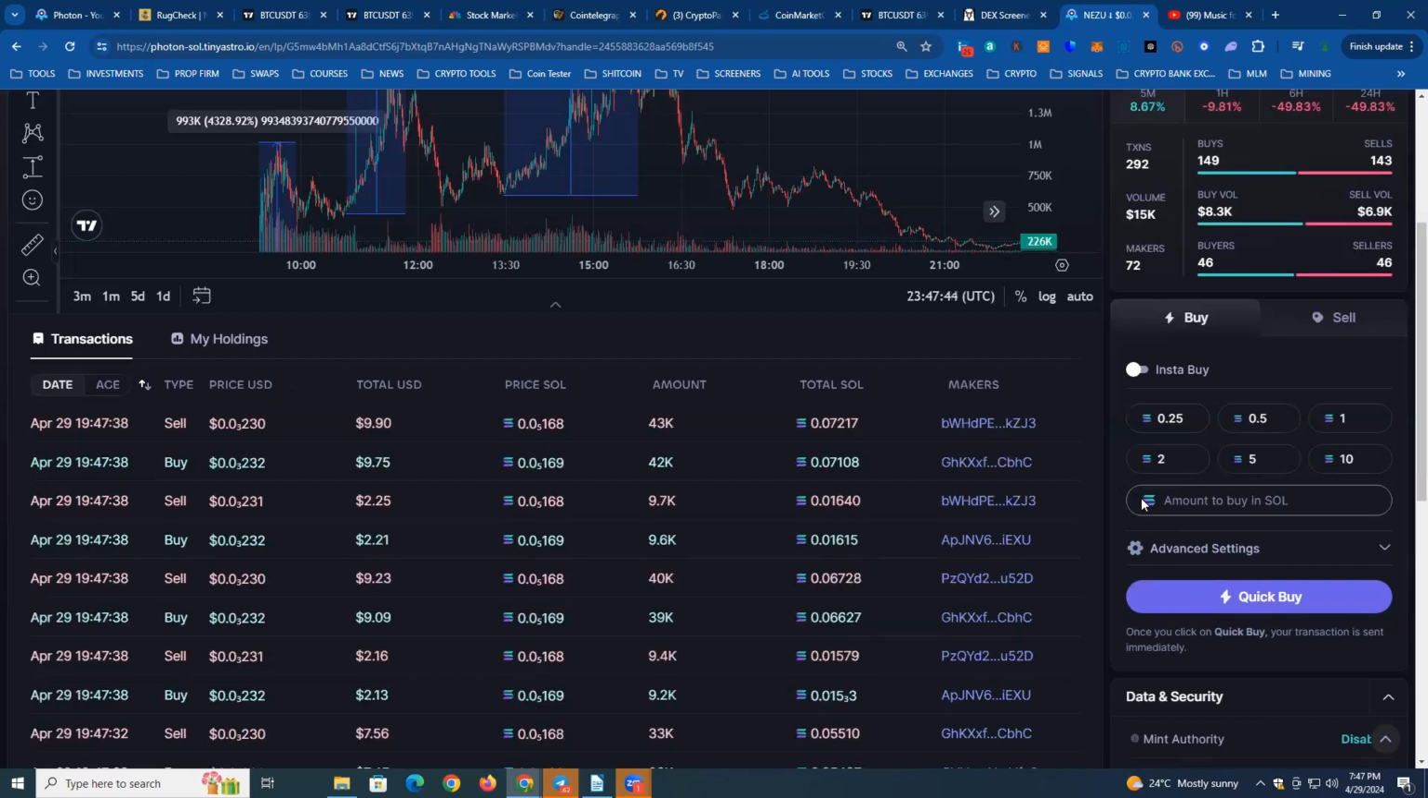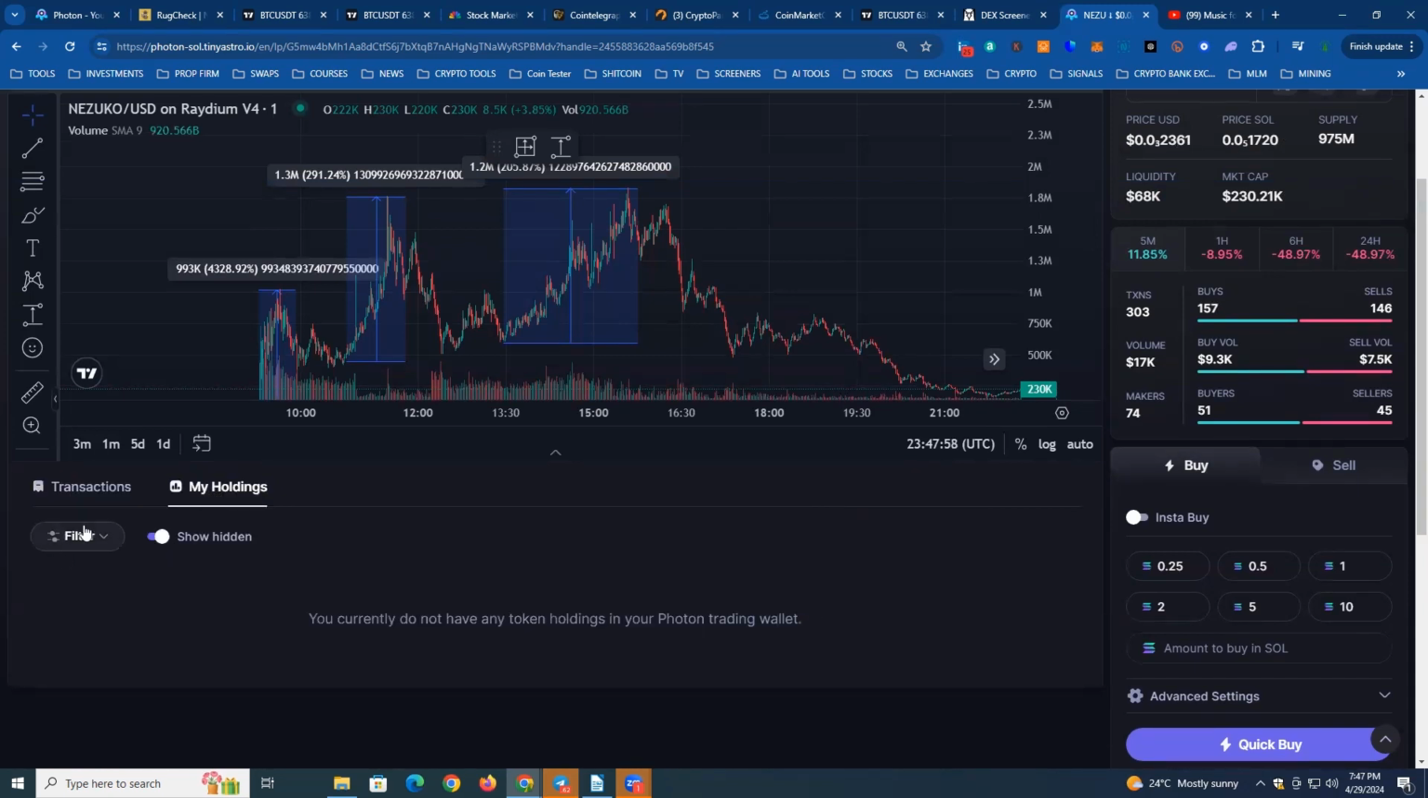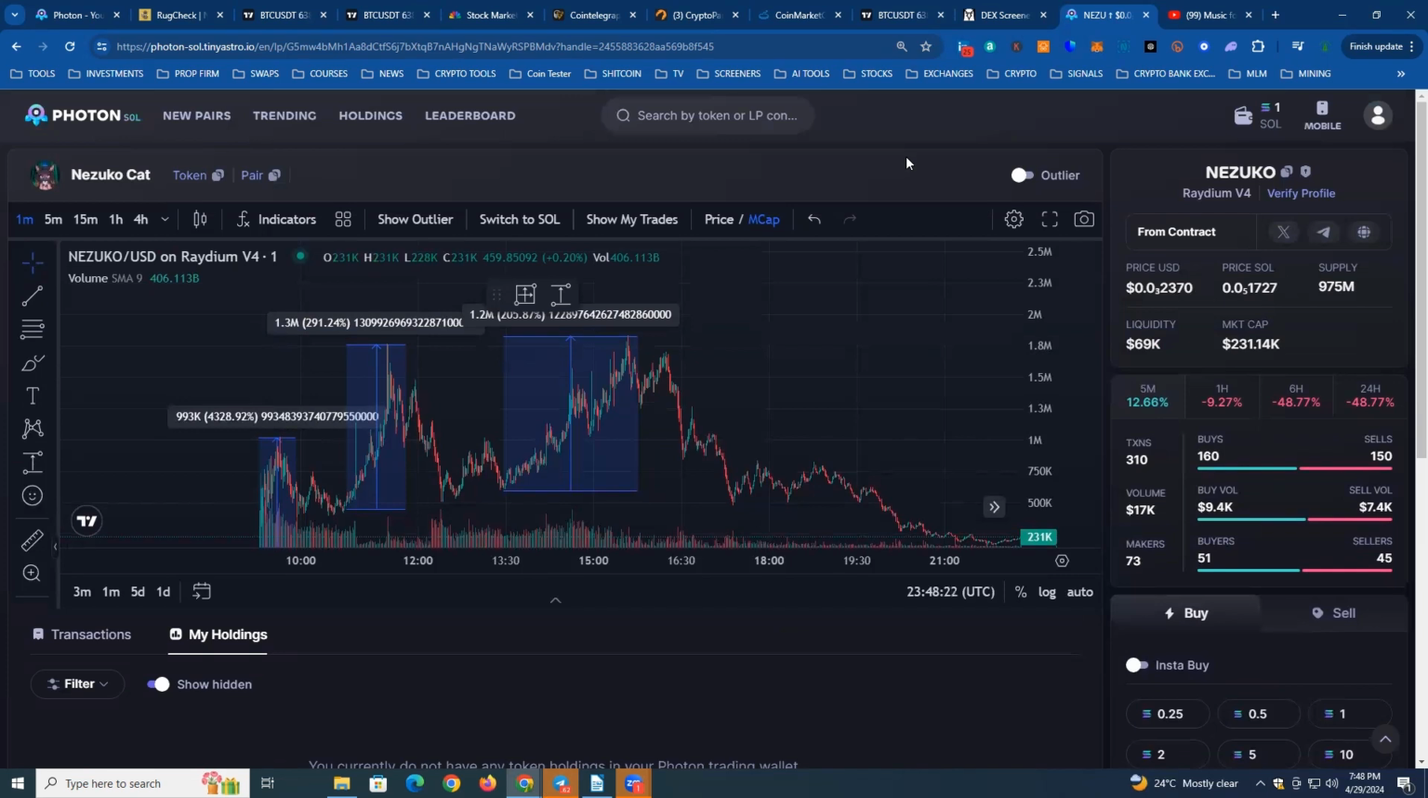In the same way, once you have entered your buy position on the coin, you will notice over here in the transactions section, next to transactions is my holdings. This is where your position will show up and it will show you your profit and loss position, just as it does with the other exchanges, so that you'll be able to know where you are in relation to your trade's progress. This is ideal.